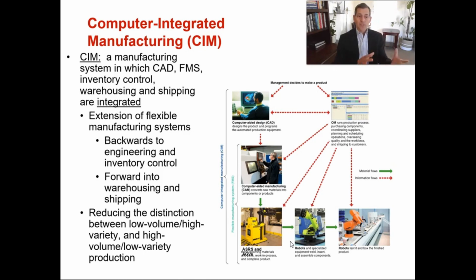It goes backwards to engineering and inventory control, and then it goes forward to warehousing and shipping. So again, it really helps to reduce the distinction between low volume, high mix, and high volume, low mix type of production facilities, because so much of it is computer aided in that manufacturing process. But you've got to have a lot of capital to be able to do so, because they are extensive systems.